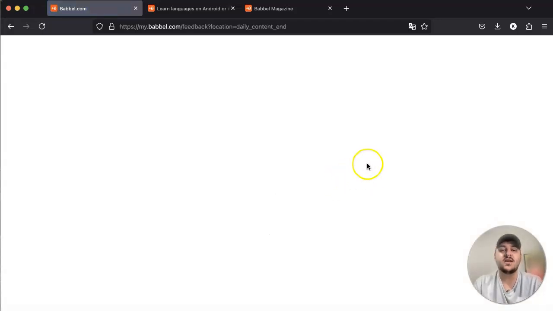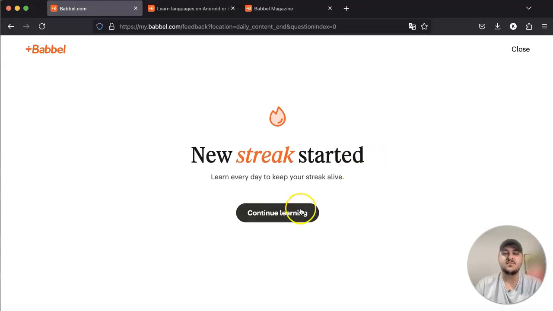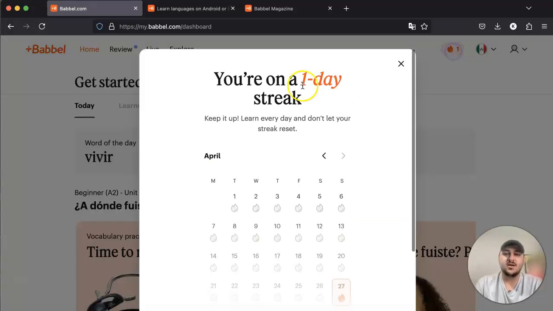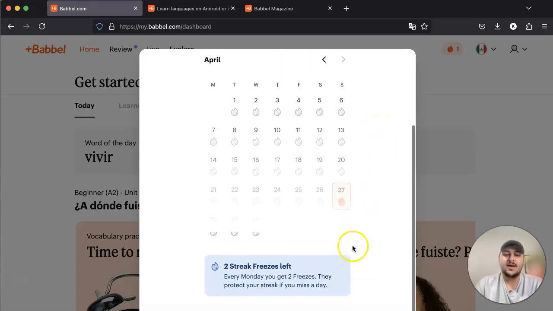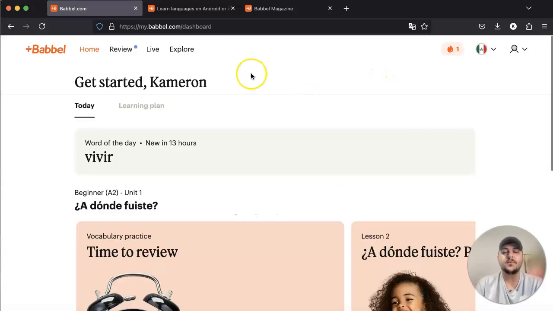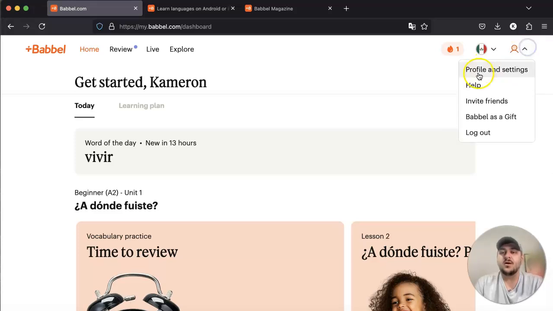So it does give you a word of the day, one you can use in practice for the day. And then you have a streak. So new streak started, learn every day to keep it alive. So it does kind of have a little bit of a gamified aspect for it. And up here you can see your streaks. This is my day 1 because I just opened this account today. And then you get little freezes on Mondays if you want to keep your streak going and forget to do it. Then up here, you got your profile.